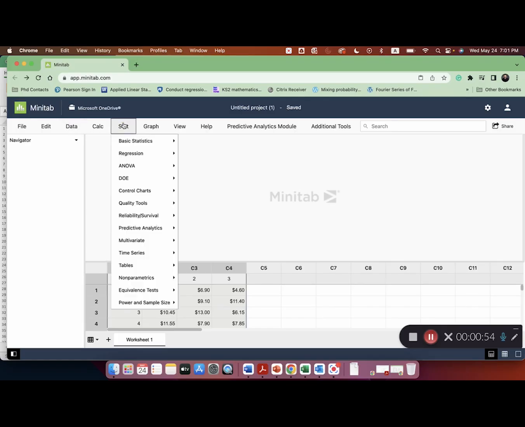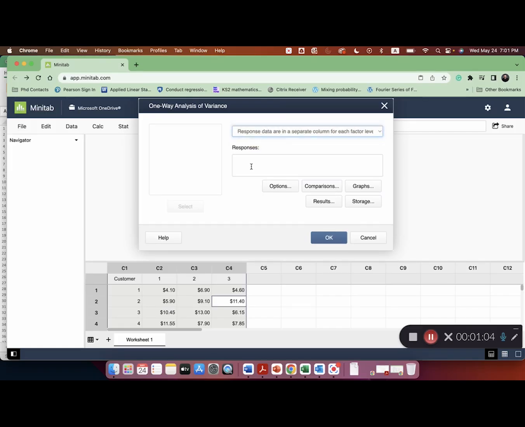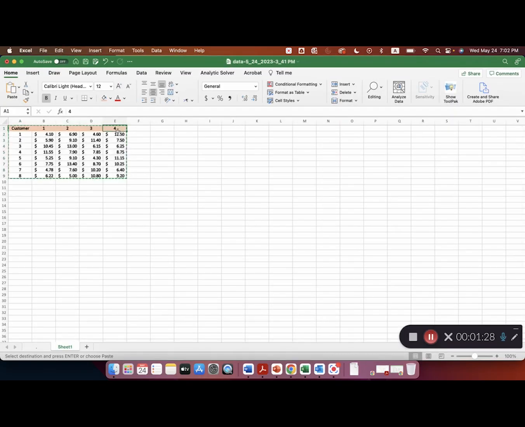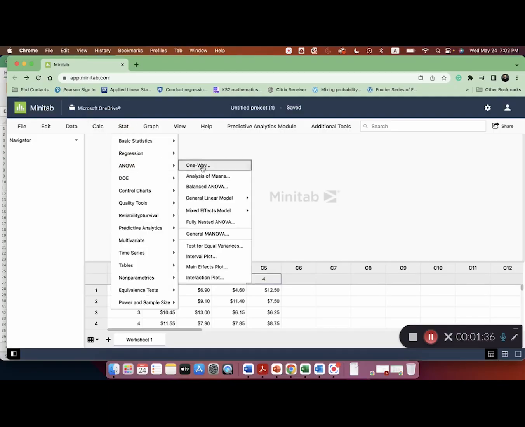Then I'm going to go to basic statistics, no, ANOVA, One Way ANOVA. Then we are going to choose the second option because every factor level exists in one column, right? They are not all of them in one column. They are separated in different columns. So I'm going to select, we have 3. We should have 4, but I forgot to copy the 4th one, so let me do it here. Okay, so let's go to ANOVA, One Way.